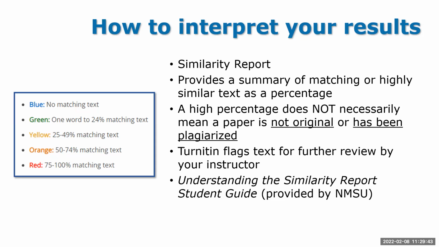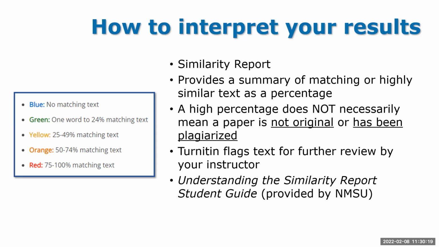But you'll get different colors, and the colors don't mean anything. They're just assigned. Blue means that there's nothing similar to anything else that Turnitin searched in your paper. Green means that 1 to 24% of the words match someplace else. And depending on what your professor turned on and off as far as their customization, that could be phrases that were just general phrases out there.